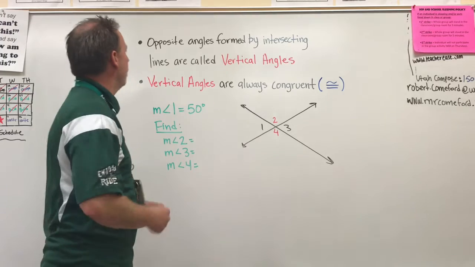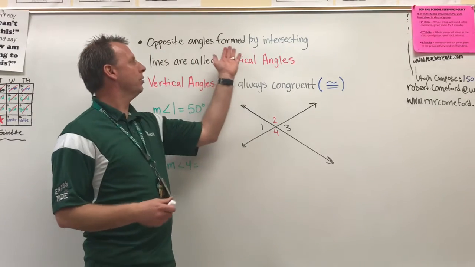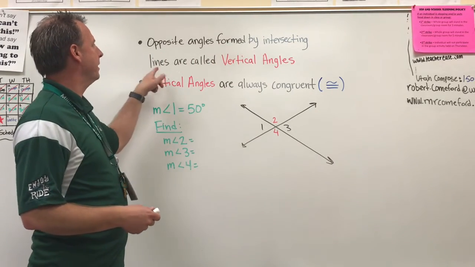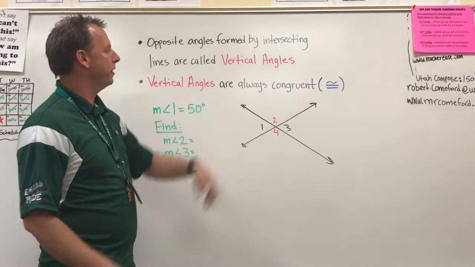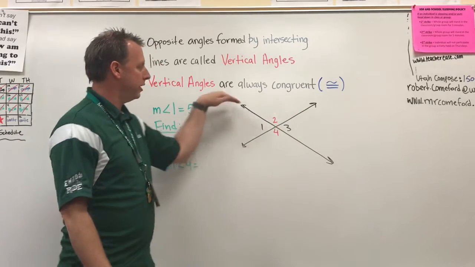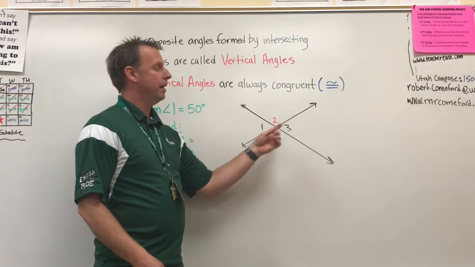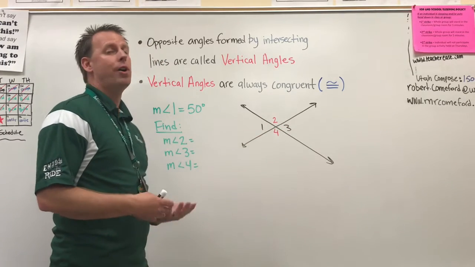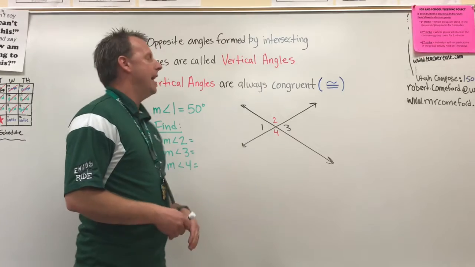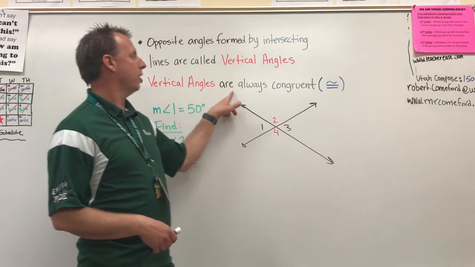Okay, vertical angles. So, opposite angles formed by intersecting lines are called vertical angles. So I have two intersecting lines here. The angles that are opposite are like 1 and 3 and 2 and 4. These are what we call vertical angles. And it turns out that vertical angles are always congruent.